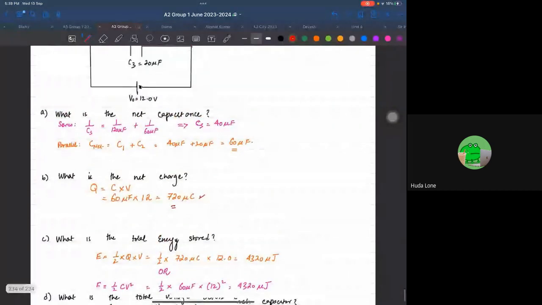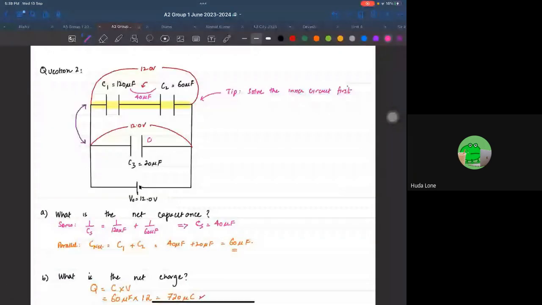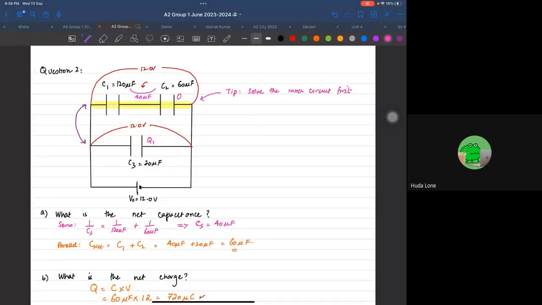Sir, why didn't we use the charge 720? That's correct. Because 720 means that there will be a charge on this one and there will be a charge on these. So the 720 is the charge Q1 plus the charge on the series Q2. It's not the total charge on the series. Do you get it?